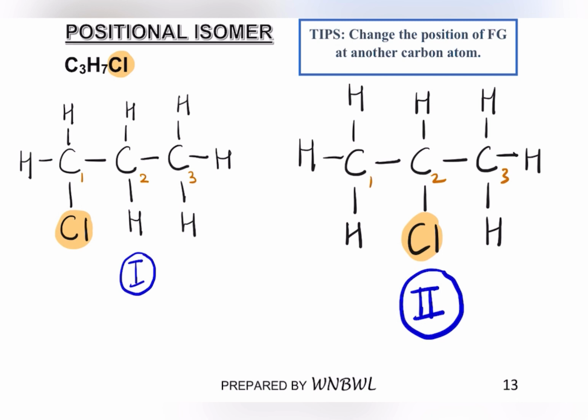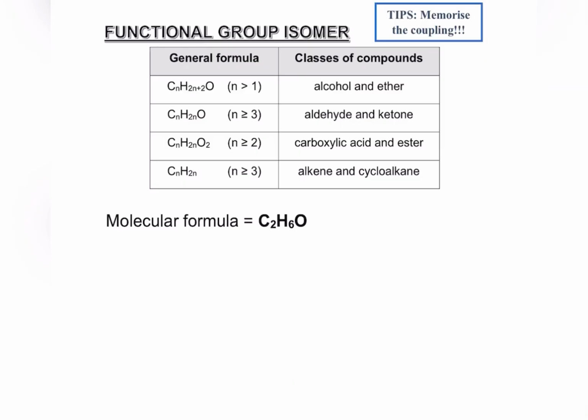So please be careful. If you want to do the positional isomer, the first thing you have to do is check whether that molecular formula contains a functional group or not. Let's go with the last isomer, which is functional group isomers.